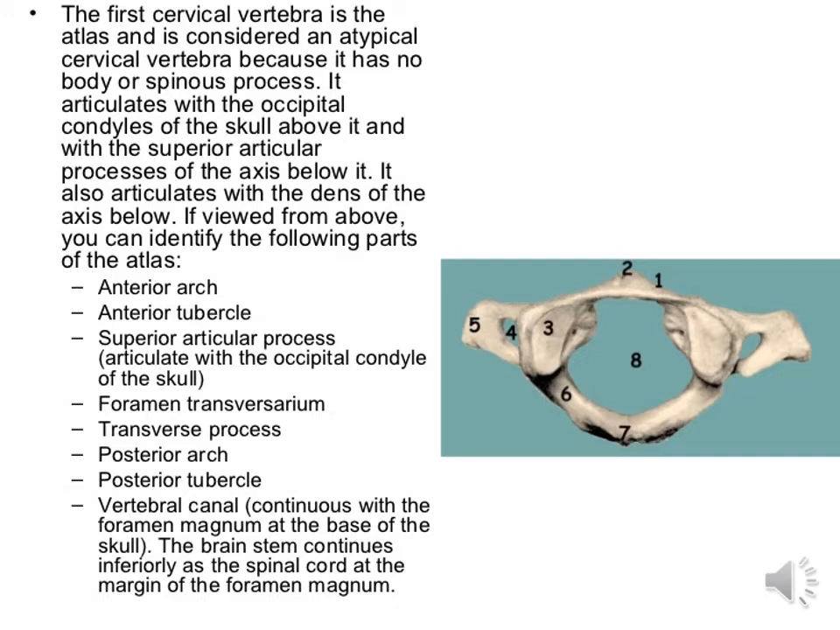Number 4 is foramen transversum. Number 5 is transverse process. Number 6 is posterior arch. Number 7 is vertebral canal that continues with the foramen magnum at the base of the skull. The brainstem continues inferiorly as spinal cord at margin of the foramen magnum. نلاحظ انه the first cervical vertebra is a ring-like shape and has no body; its body goes within the second cervical vertebra and fuses with it and forms the dens process.